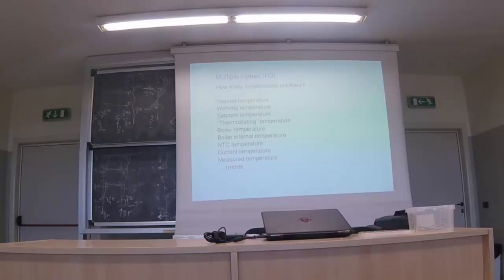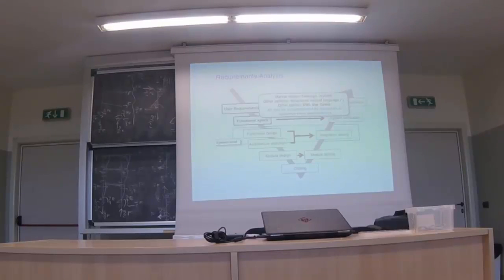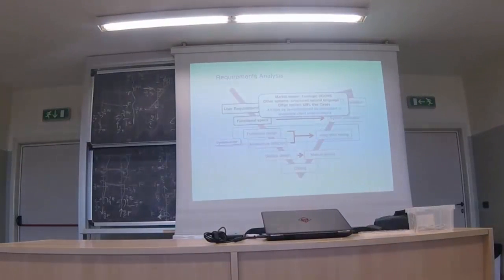How many kinds of temperature are supposed to be in the system? All of these are temperatures. So we need to define a schematic in which these are clear. We can maybe use UML or other kinds of mechanisms, languages, designs, methodologies, and so on.